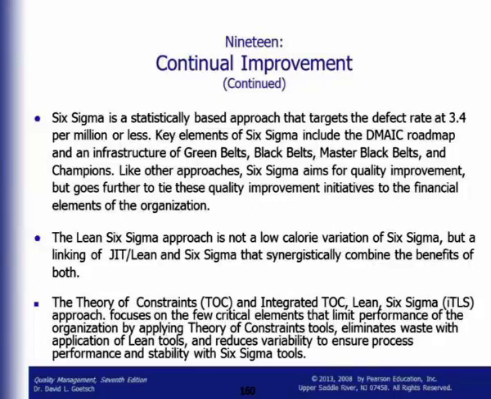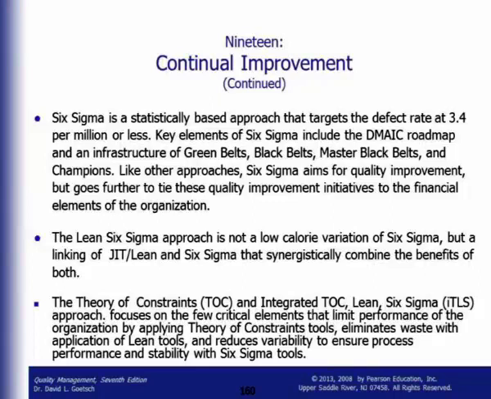Six Sigma is a statistically based approach that targets the defect rate at 3.4 per million or less. Key elements of Six Sigma include the DMAIC roadmap and the infrastructure of green belts, black belts, master black belts, and champions. Like all approaches, Six Sigma aims for quality improvement, but goes further to tie these quality improvement initiatives to the financial elements of the organization.